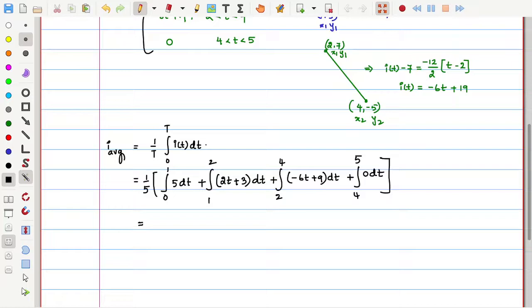So check whether everyone is getting the same value or not. Let us try. 0 to 1, plus 2t plus 3, limits are 1 to 2, next plus the other thing, that is minus 6t plus 9, then this is 2 to 4. This entire integration I got as minus 7. Anybody got the same value?